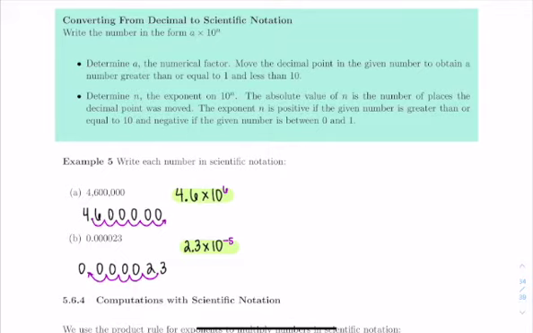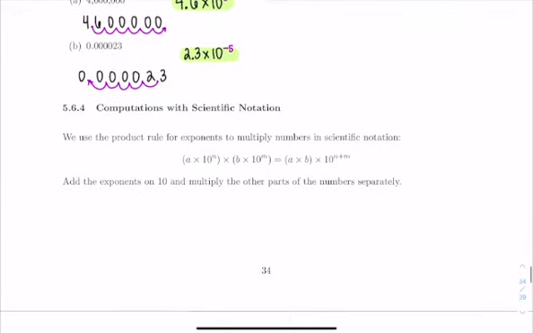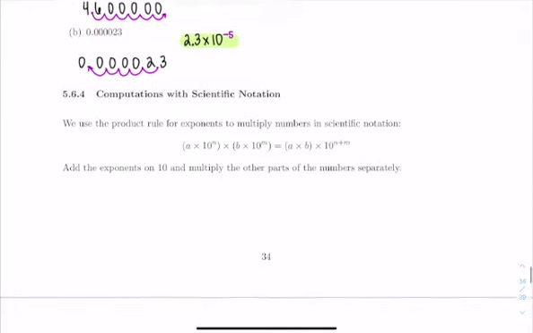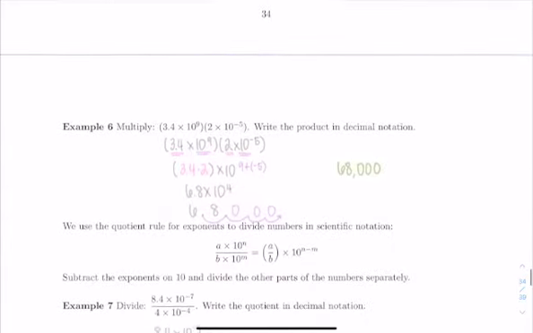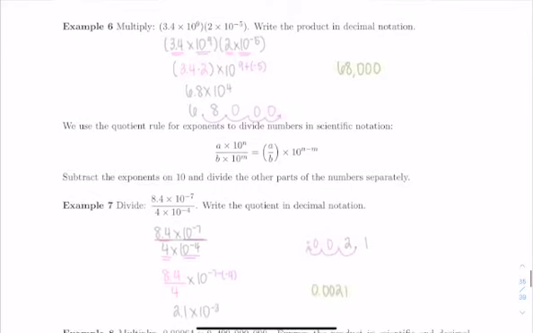Now, how do we do computations with scientific notation? We use the product rule for exponents to multiply numbers in scientific notation. As a reminder, that just says that if we multiply with the same base, we add the exponents. So you'll add the exponents on 10, and you'll multiply the other parts of the number separately. So let's try this with example number 6. 3.4 times 10 to the 9th times 2 times 10 to the negative 5. We want to write the product in decimal notation.